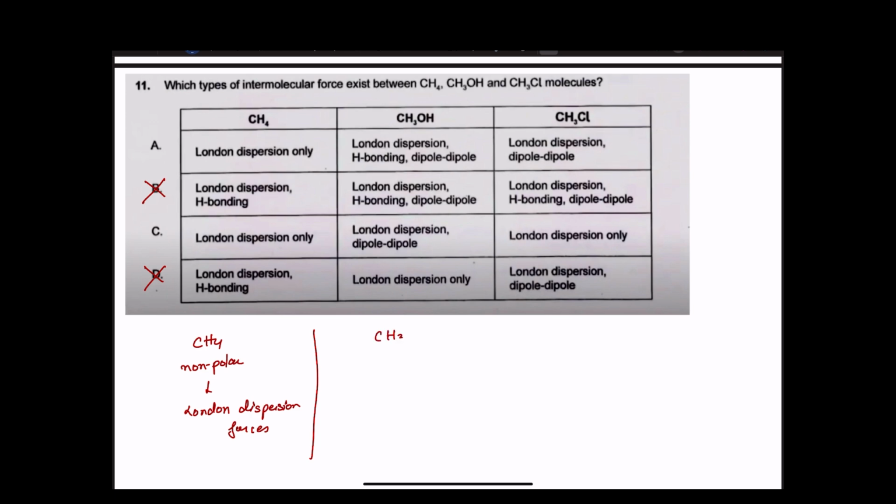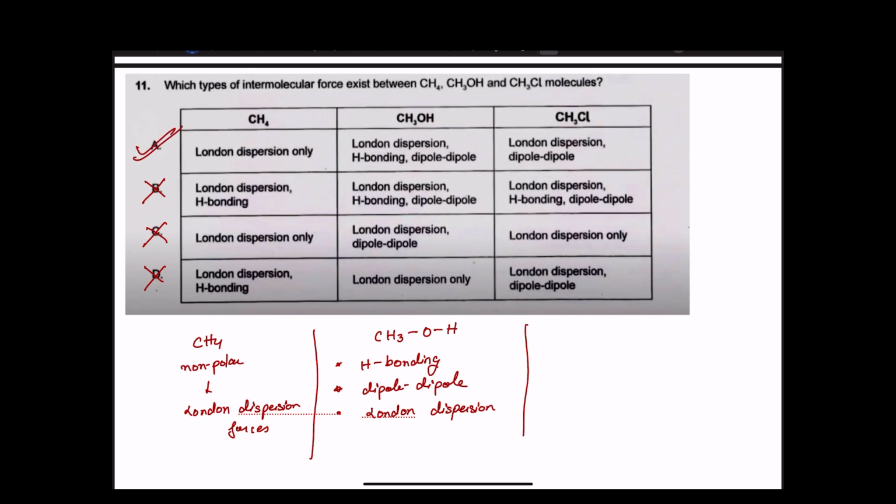CH3OH. In CH3OH you see hydrogen is directly attached to oxygen, right? So it will have hydrogen bonding. Done. Second, the OH group is a polar group, so this is a polar molecule. As it's polar, it will have dipole-dipole interaction. And London dispersion forces are present in every molecule, so it will also have London dispersion. From this, I can eliminate option C because here hydrogen bonding is missing.